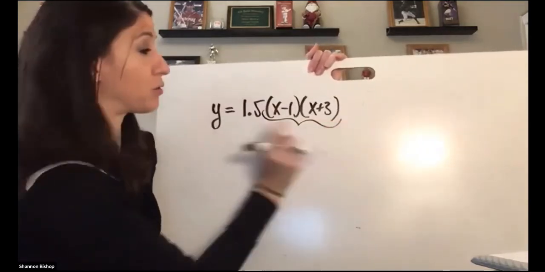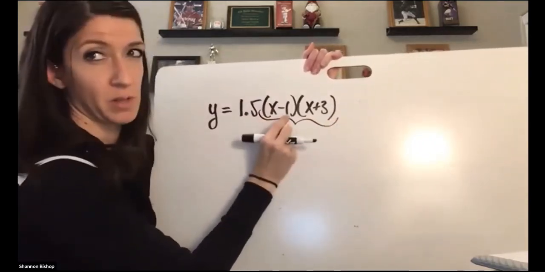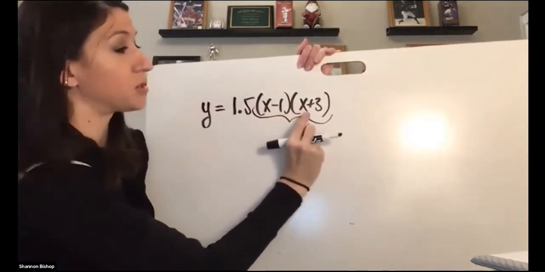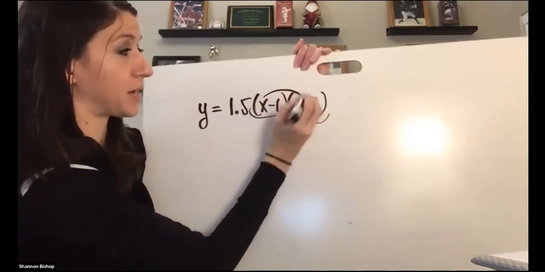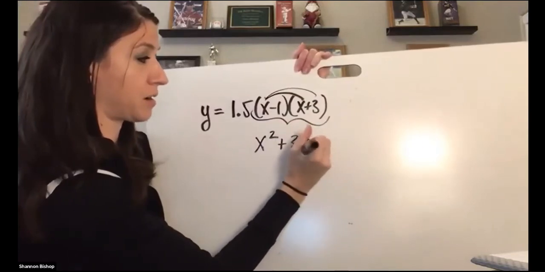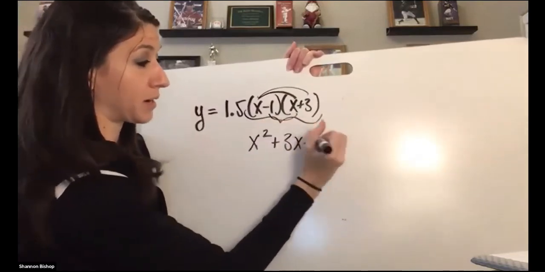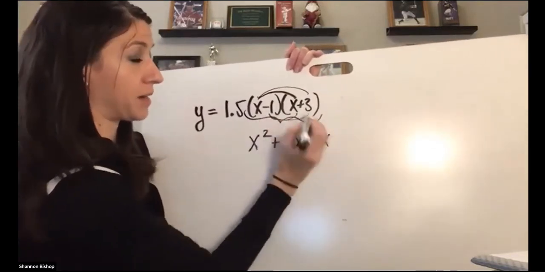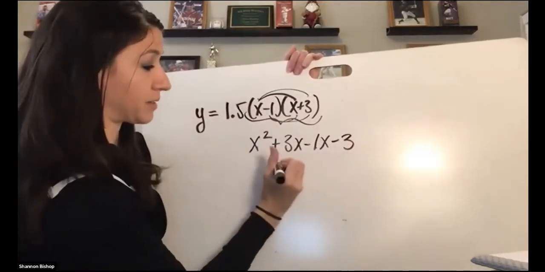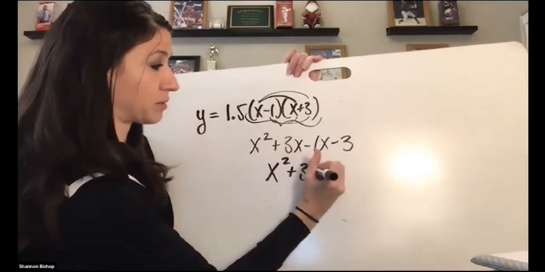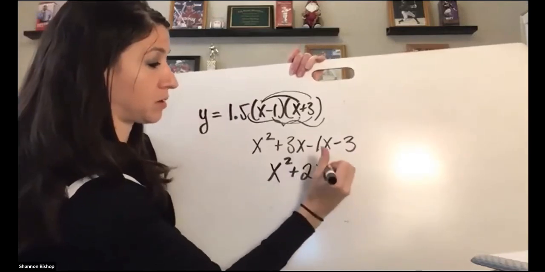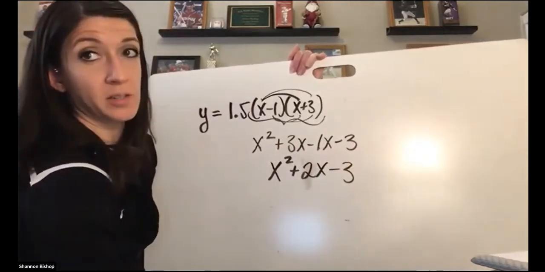I personally like to distribute these first. It really doesn't matter. You could distribute the 1.5 first if you really want to. I'm just a creature of habit. I like to distribute my parentheses first. So if I distribute my parentheses first, I have x times x, x times 3, minus 1 times x, and minus 1 times 3. If I combine like terms real quick, that simplifies to x squared plus 2x minus 3. So that's distributing the parentheses.